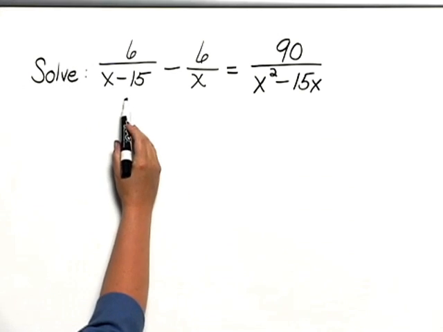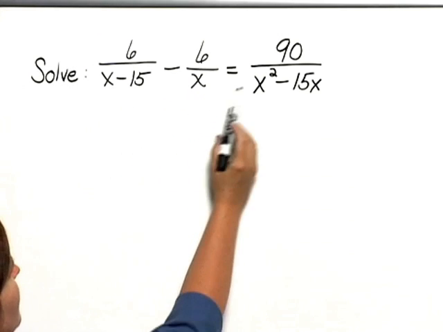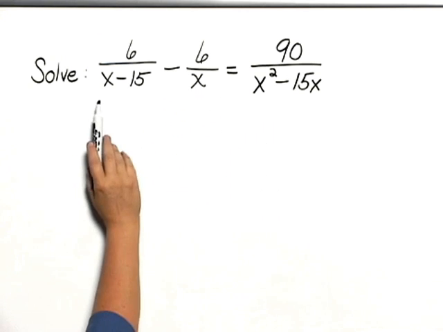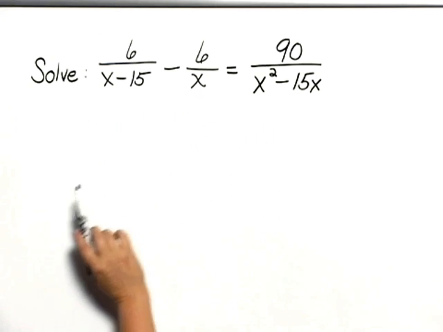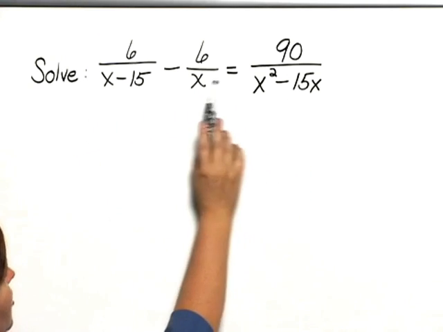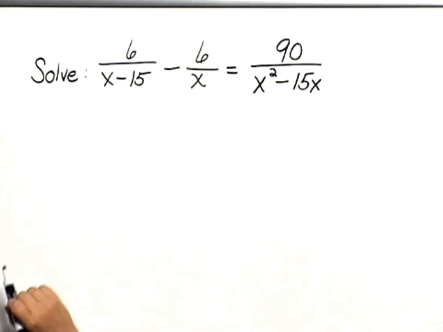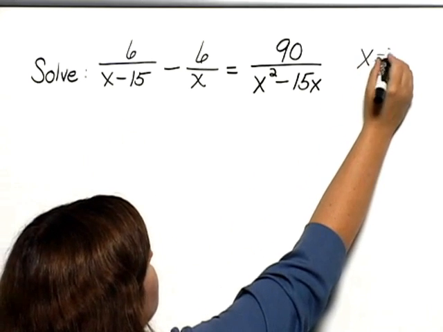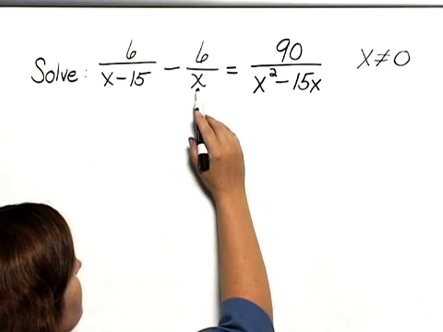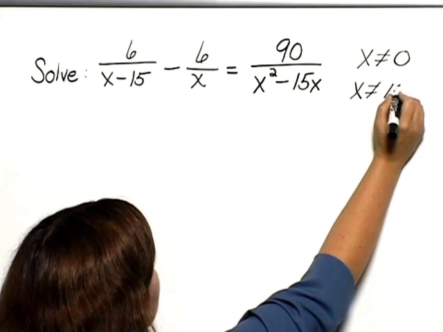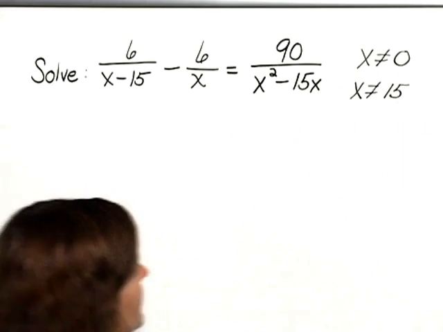6 over x minus 15 minus 6 over x equals 90 over x squared minus 15x. Before we solve this equation, let's look and see what numbers will make the denominator 0. If we factor this denominator, we have x times x minus 15, which are the same factors as here. So the numbers that are going to make denominator 0 are 0 itself, making this denominator 0, and this one, and 15. So x cannot be 0 and x cannot be 15.